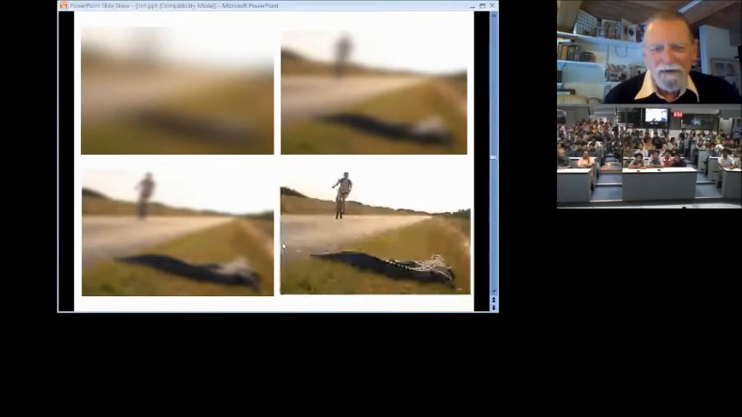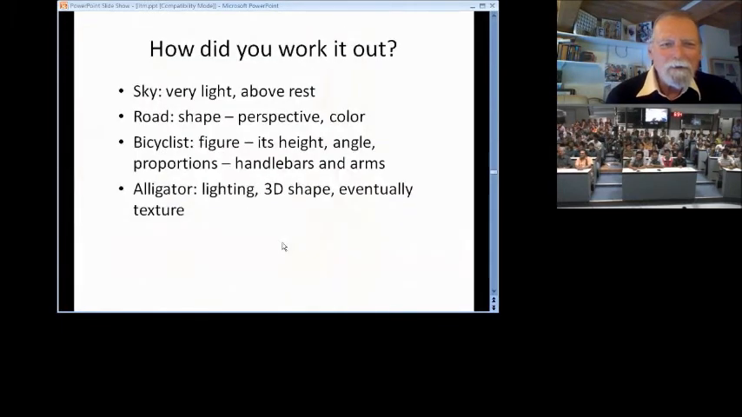Well, it's a little tricky. It's an alligator, and it's my daughter-in-law on the bicycle. So okay, let's see. What do we have? What's the kind of logic going on?